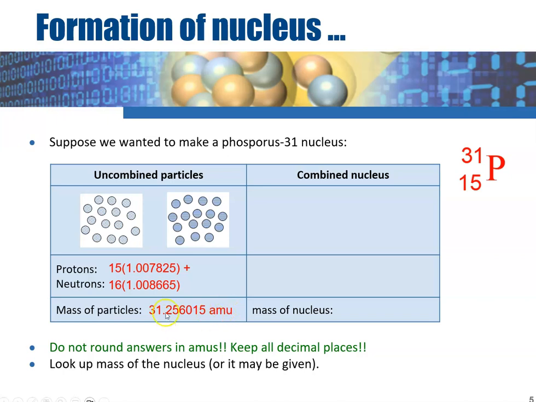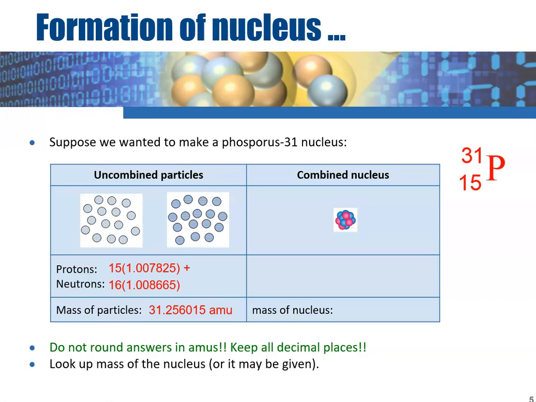So let's pause here for a minute. I want to point out that we do not want to round this answer off. The reason we're using atomic mass units is because we want all of these decimal places. So keep them all. All right, so this is what we would expect the mass of the nucleus to be. And so now we're going to squish all the particles together to make the nucleus.